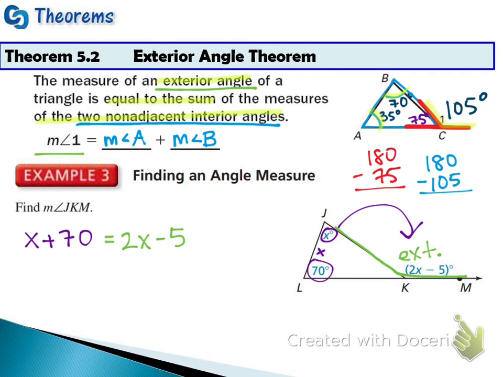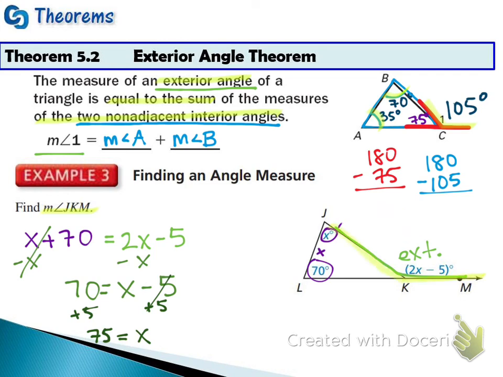Which of these is my smaller x? X. So we're going to subtract it. 70 equals x minus 5. Just add the 5, which means x is 75. Did it ask me for x? No, it asked me for JKM, right? So which angle is JKM? It's the exterior angle. It's the outside.